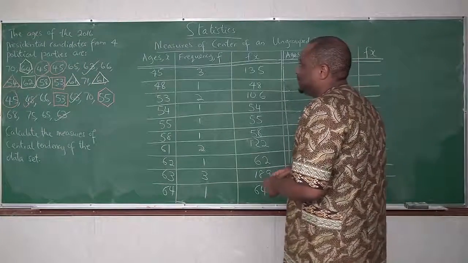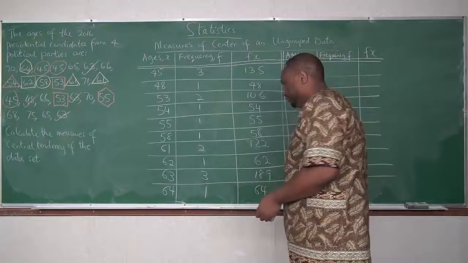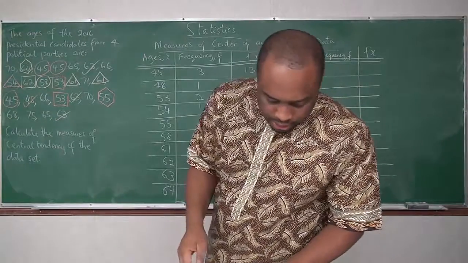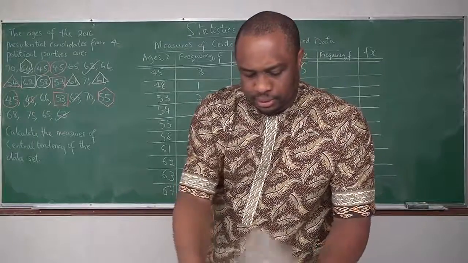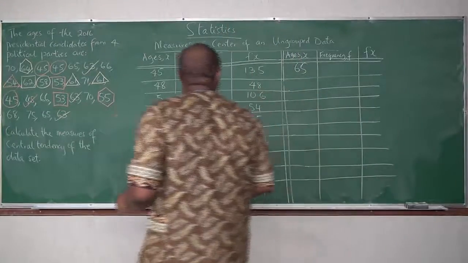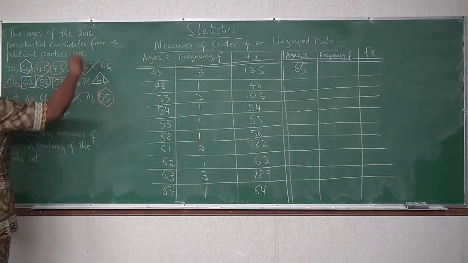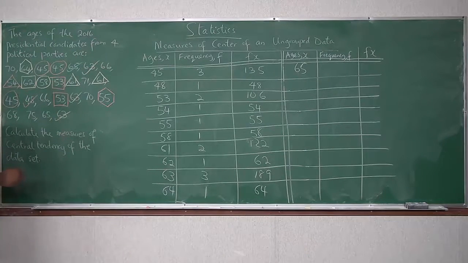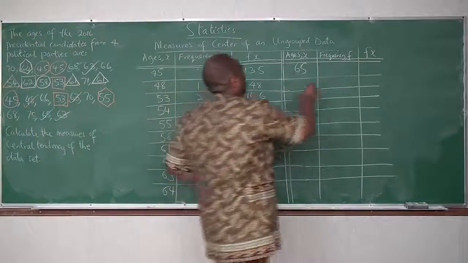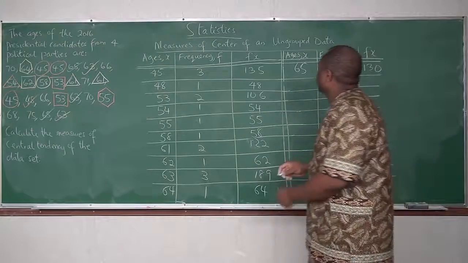The next one is 65. Let me use another color, blue. 65, blue. Check 1. 65. 2. Okay? 2 times 5 is 10. 1, 2 times 6, 12, 13.